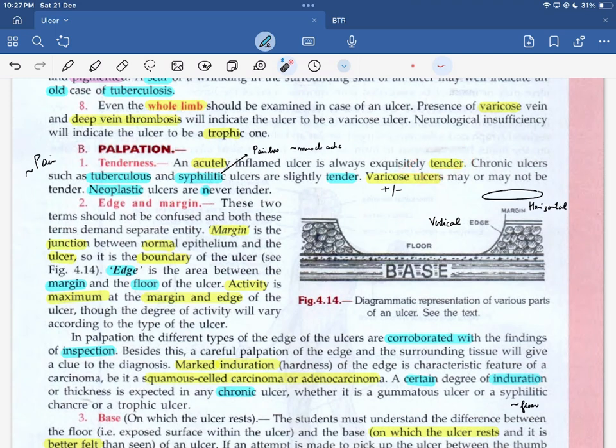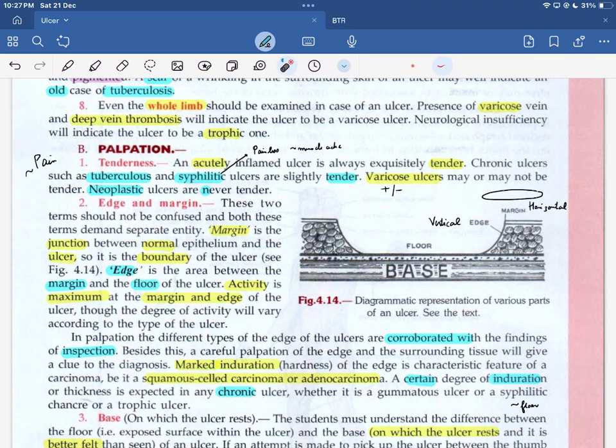But the chronic ulcer, what would be the chronic ulcers? Like associated secondary ulcers, right? The tuberculous or the syphilitic are slightly tender, right? But this varicose ulcer, it varies. It literally varies, right? It could be tender or it could not be tender. It's very unpredictable, okay.